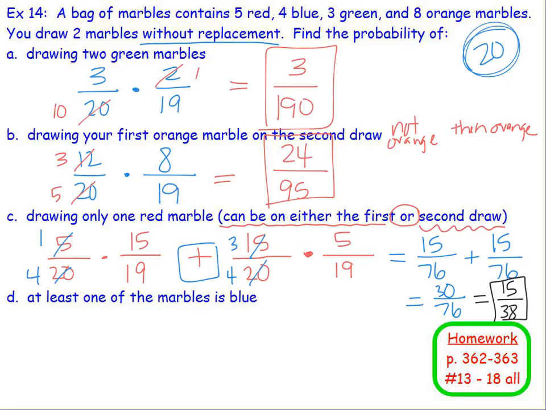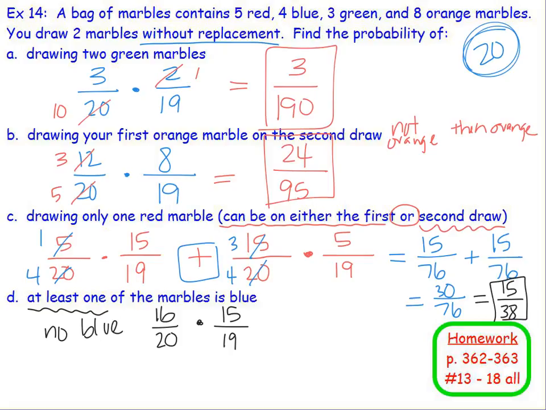Now, last question. What's the probability that at least one of the marbles is blue? There's that silly at least thing. So instead of at least one blue, we're going to focus on no blues. Well, what's the probability that the first marble is not a blue marble? Well, the 5 red plus the 3 green plus the 8 orange is 16 marbles that are not blue out of 20. So we drew out one of those marbles. One of the ones that is not blue is off to the side. What's the probability that we get another not blue marble? Well, there was 16, now there's 15. And there was 20, now there's 19.